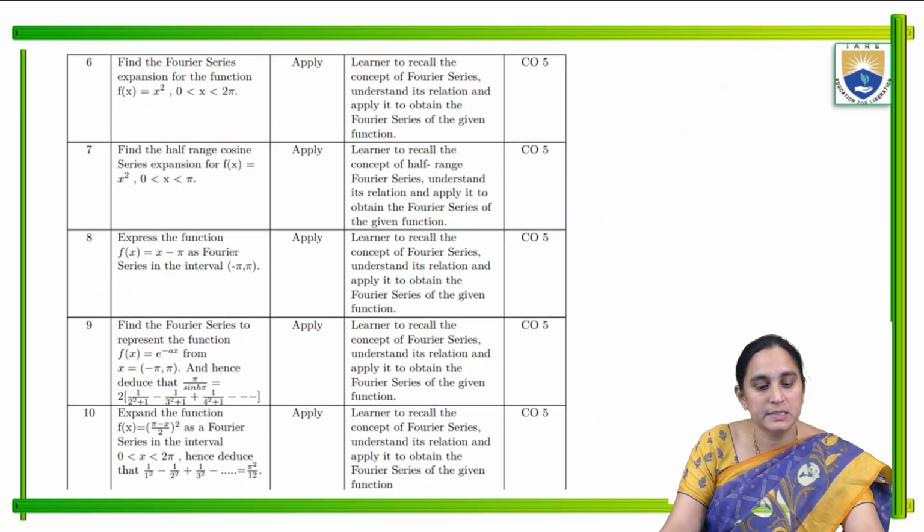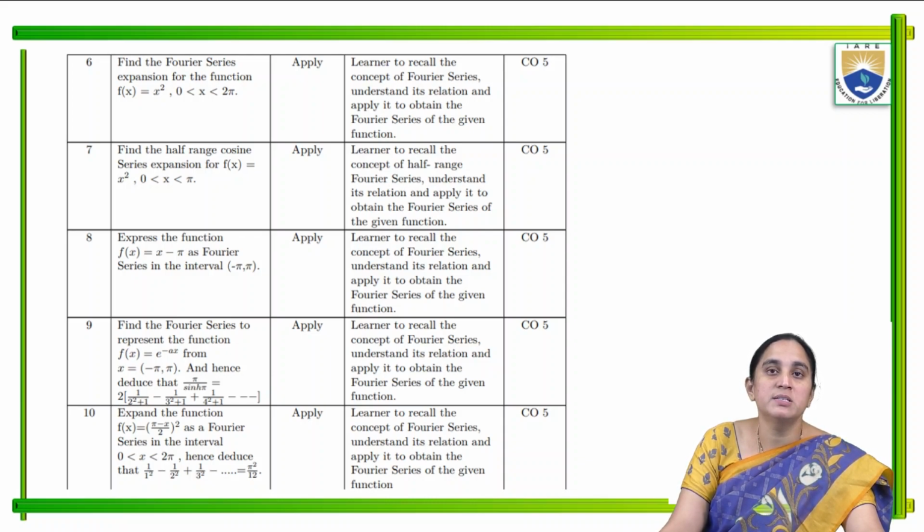Okay. Next, sixth question: find the Fourier series expansion for the function f of x is equal to x square in the interval 0 less than x less than 2 pi. Observe here, f of x is equal to x square.